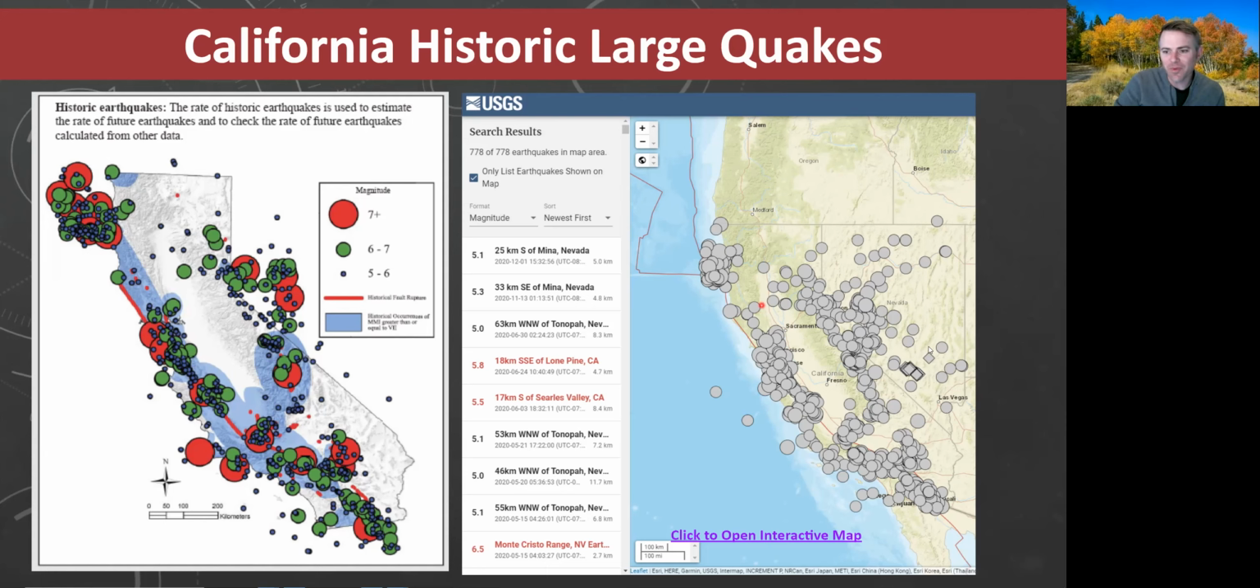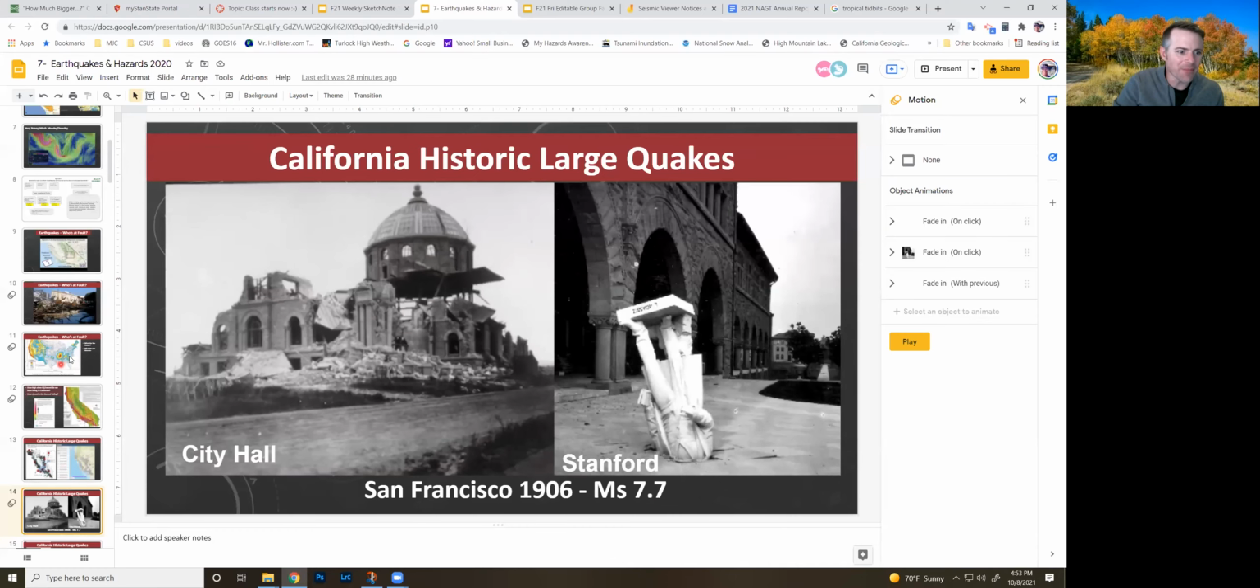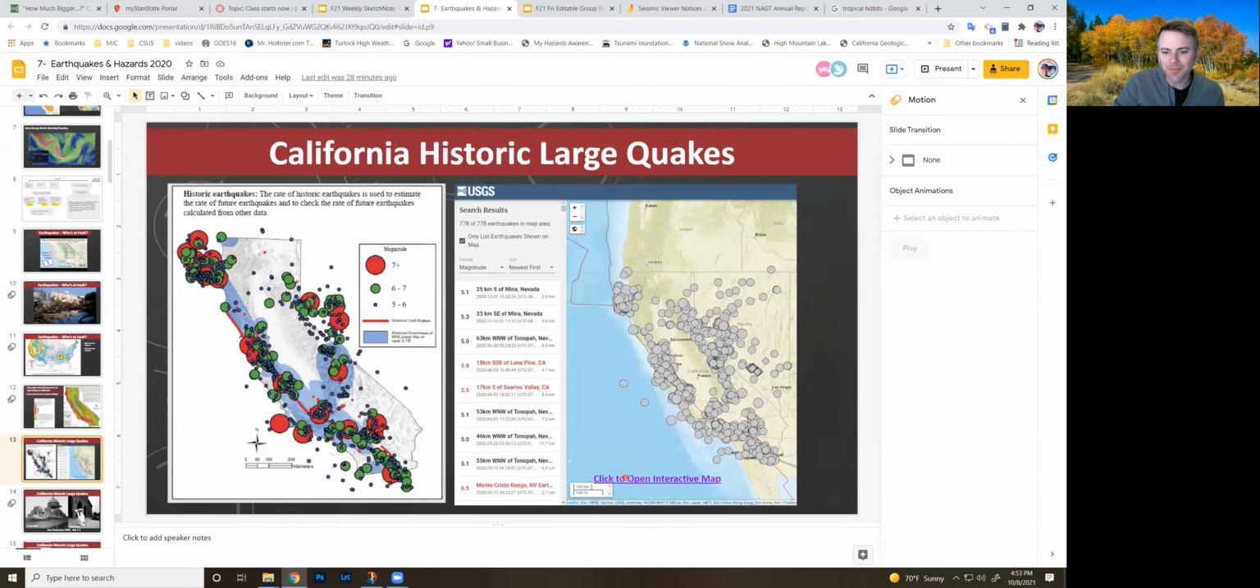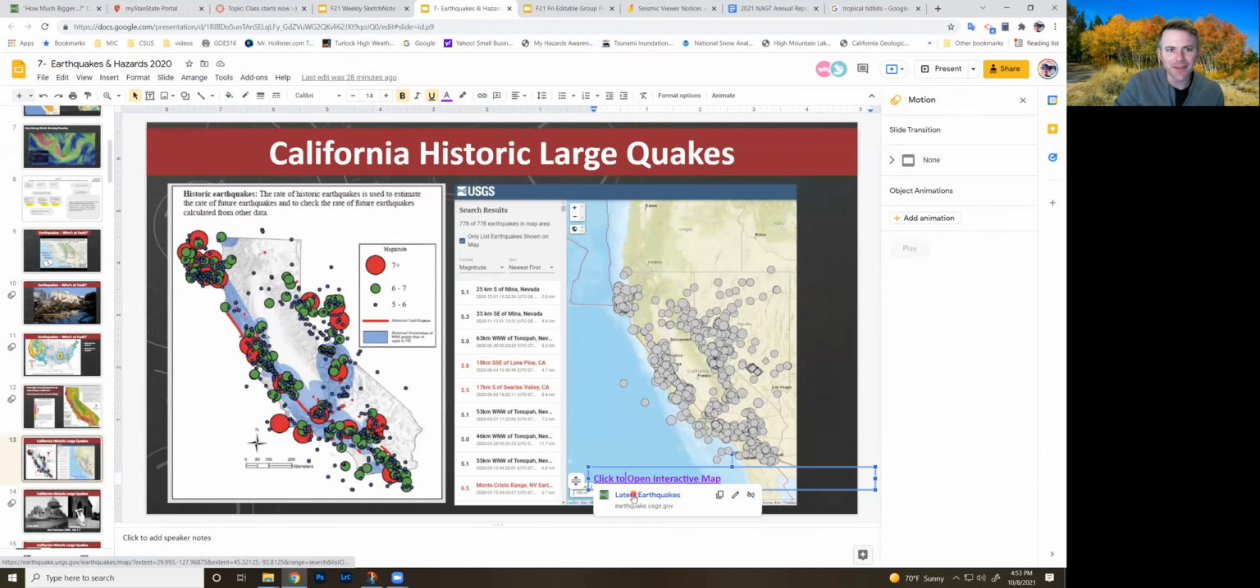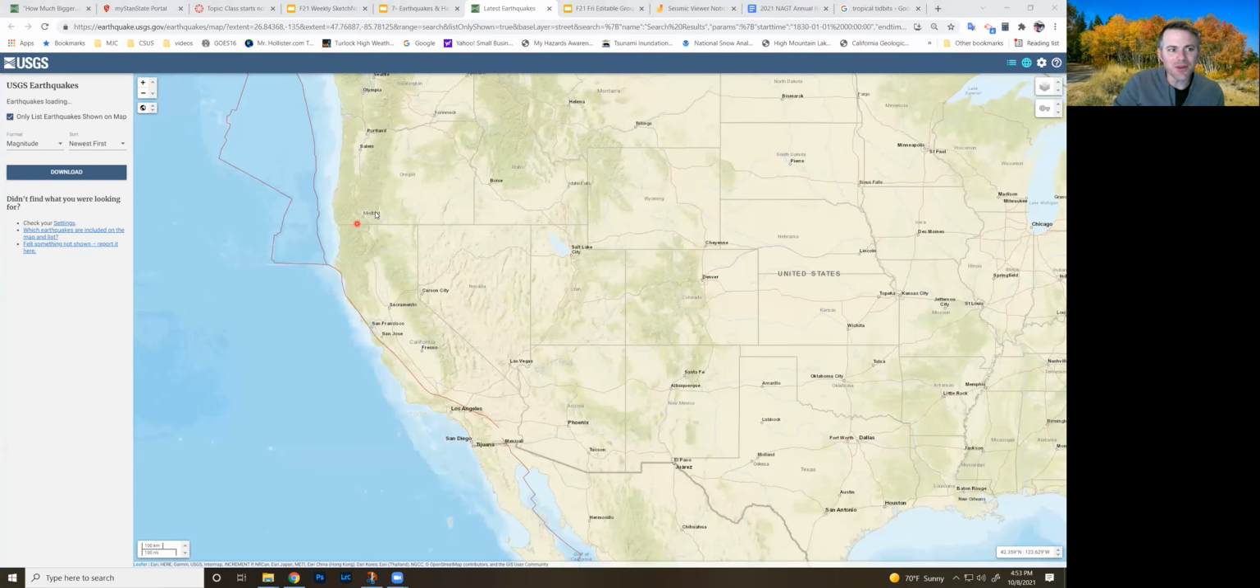So California, we have lots of earthquakes. We have tons of earthquakes every day. Probably somewhere in the neighborhood of 400 or 500 earthquakes each day in California that are pretty small. And if you were to open that interactive map that I was going to show you here, maybe, there we go. Okay, you can see there's all sorts of them here.